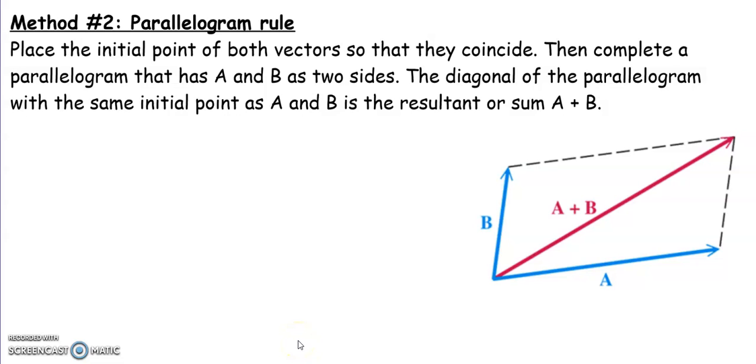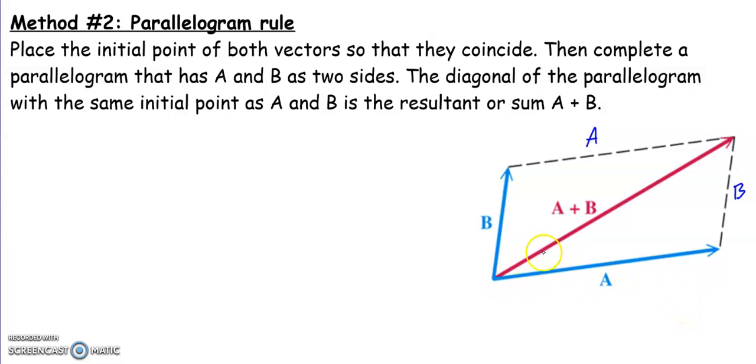Alrighty, so another way to add vectors together is what we call the parallelogram rule. So if you take your initial vectors and you put their initial points together, then what you're going to do is come up here and draw a vector parallel to A. So this is also the length of vector A. And you're going to go to the nose of vector A and come straight up and make a parallel and equal vector to B.